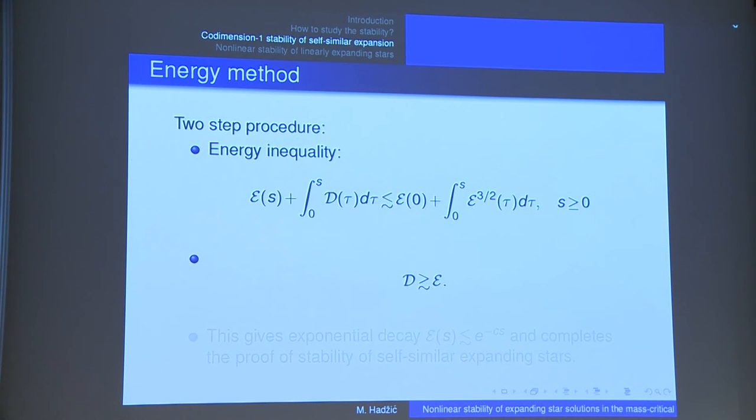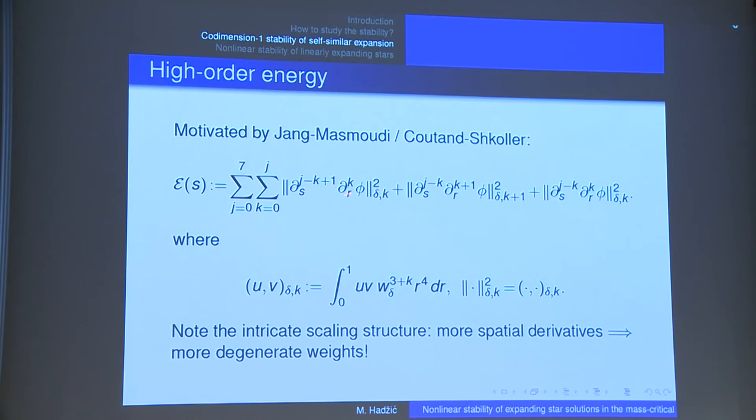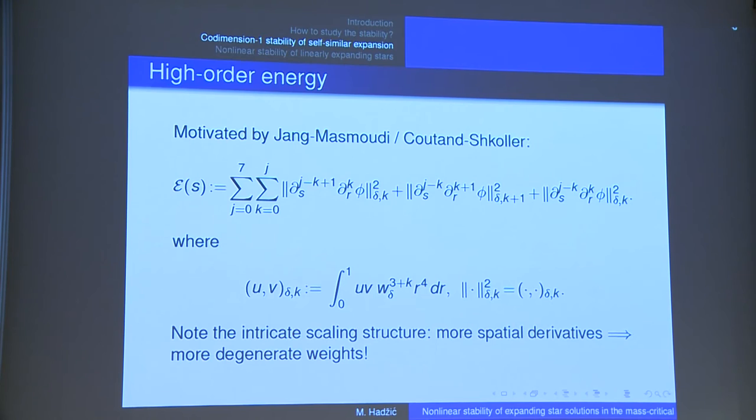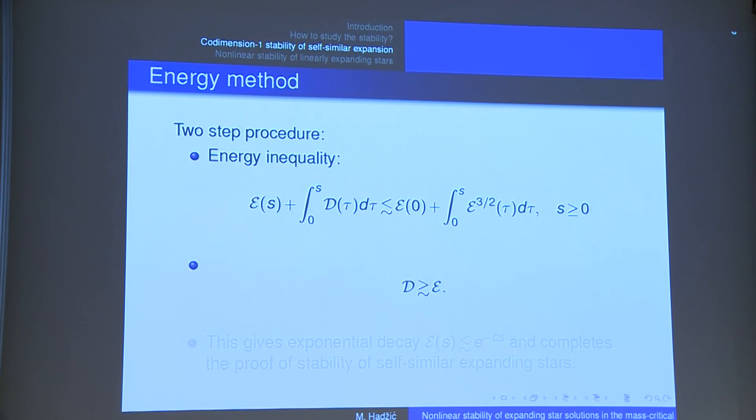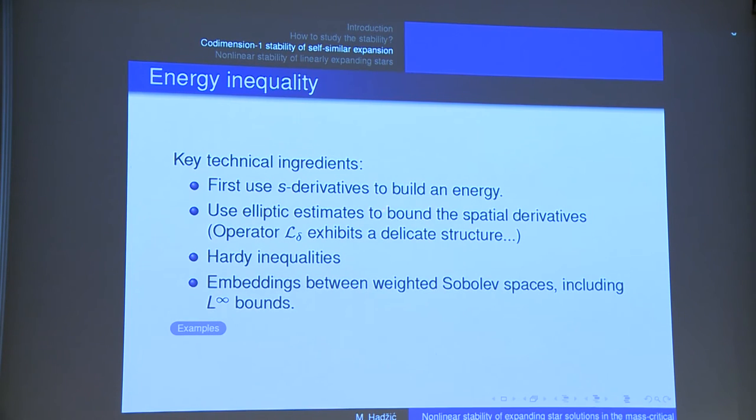Perhaps I want to say, going back one slide, this is a mixed space-time norm. In reality, you do the estimates only with the time vector field because it commutes with the equation entirely. And then you use elliptic estimates to control the higher space derivatives with the time derivatives. So this is what I just said. Use the time derivatives to build an energy, then elliptic estimates.